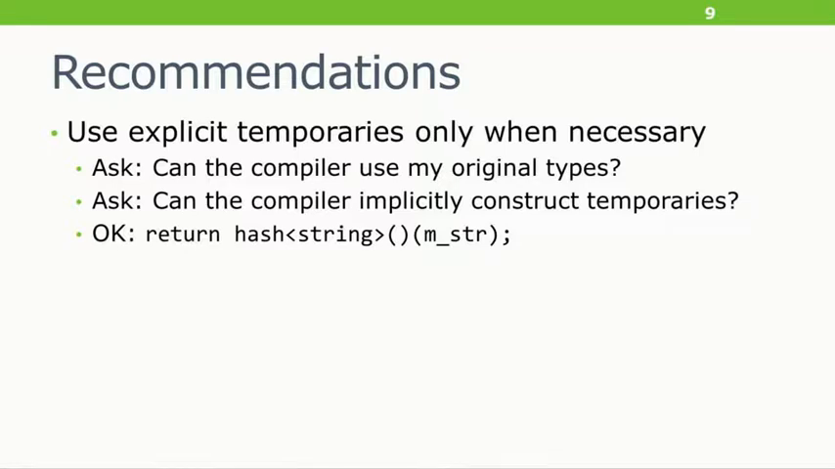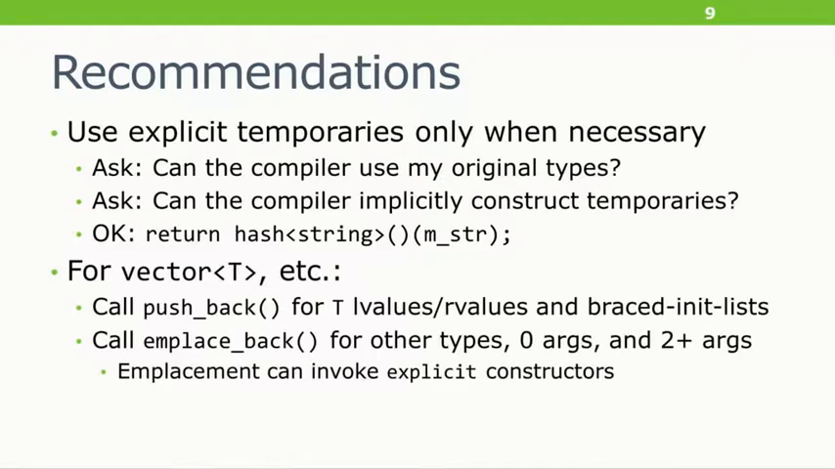Now, that's not to say that temporaries are always wrong. If neither of those things are true, the compiler can't use the original type and it won't implicitly construct a temporary, then feel free to write your own. For example, if you need to hash a string, a member string, you can create a temporary hash functor. It's stateless. That's not going to cost anything. There's other cases where you'd want to write temporaries, but try to avoid it if possible. Otherwise, you're just going to make more work for yourself and for the compiler.